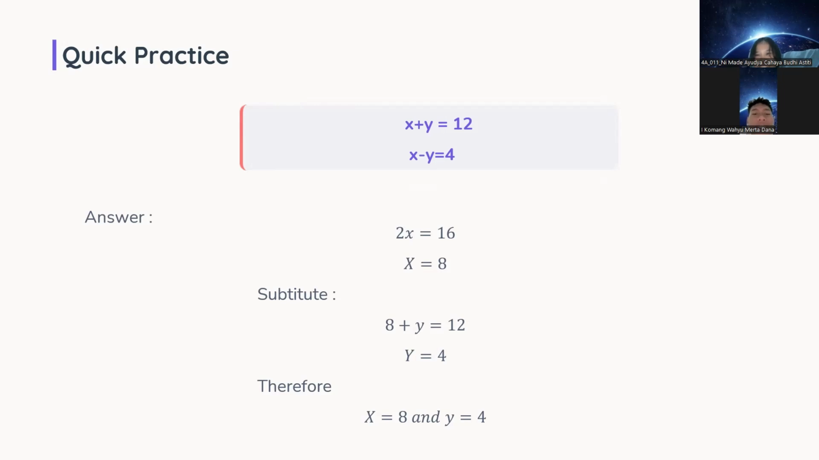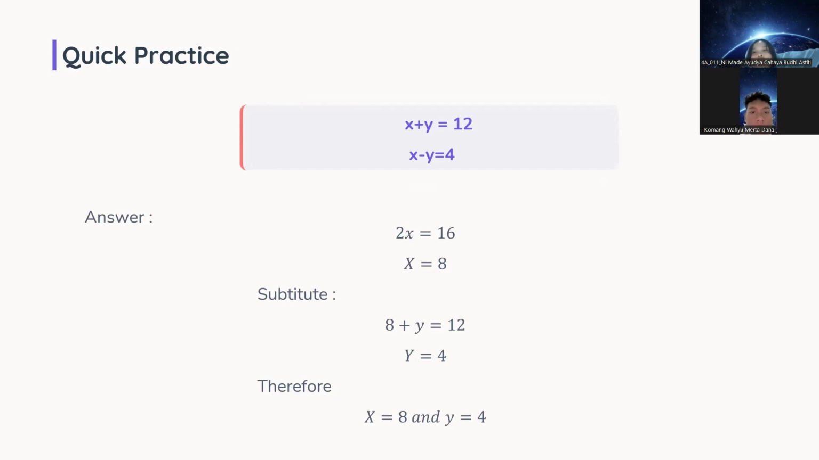Adding both equations, 2x equals 16. X equals 8. Substitute into x plus y equals 12. Y equals 4. Therefore, x equals 8 and y equals 4. Okay, excellent answer, Wahyu.